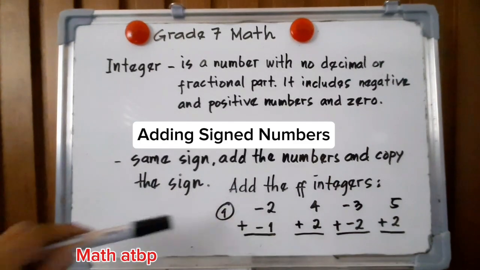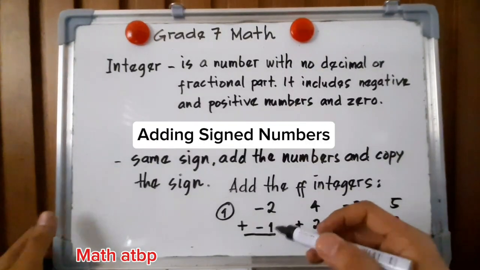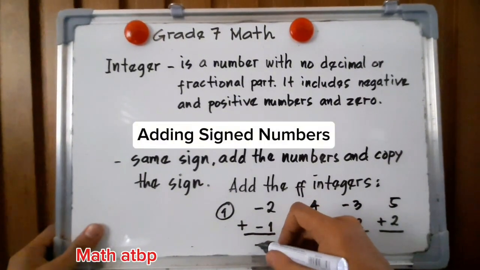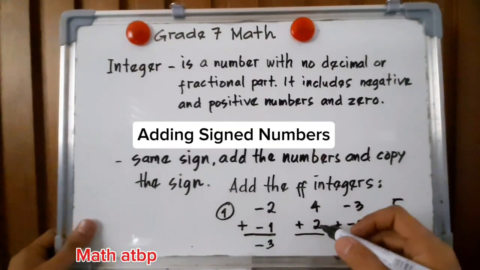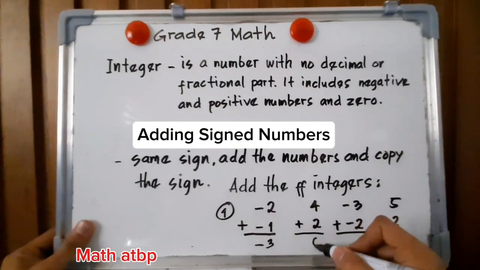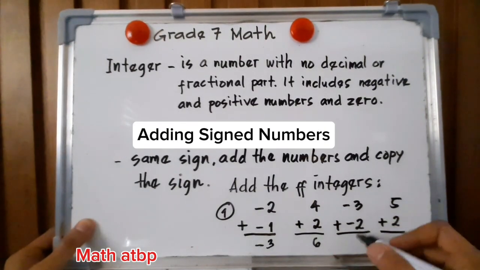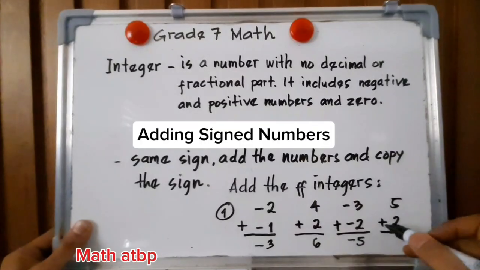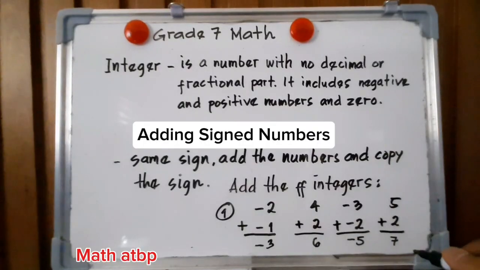Add the following integers. We have here negative 2 plus negative 1. What is the answer? We're going to add the numbers and copy the sign. Negative 2 plus negative 1 is negative 3. Okay? 4 plus 2. This is understood positive. Positive 4 plus positive 2, the answer is positive 6. Okay? Negative 3 plus negative 2, the answer is negative 5. Okay? And positive 5 plus positive 2, the answer is 7. Can you follow? Okay.